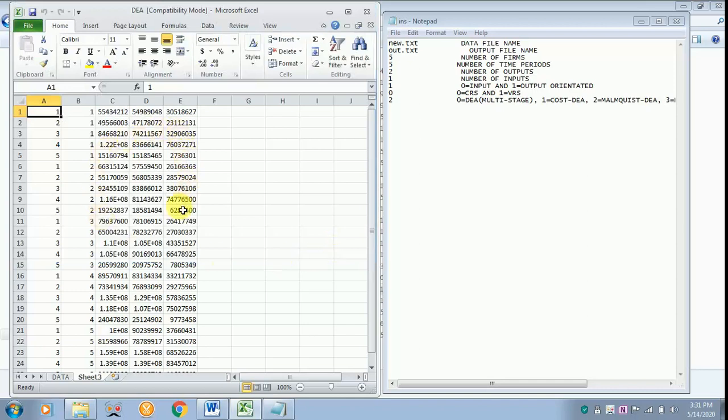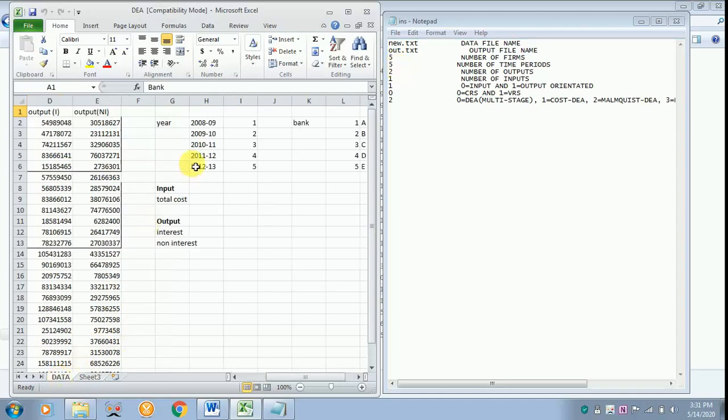After doing this work, next you have to create an instructions sheet. The data is in new.txt. Always a .txt should be there. Then what should your output file name be? That also should be written here. I have 5 banks, so I have put 5. There are 5 time periods, so I'll just get back to the original data. I have 5 years, so it is 5 time periods.